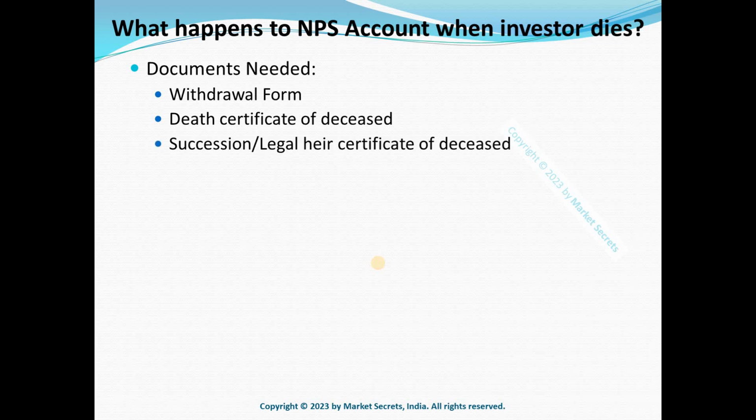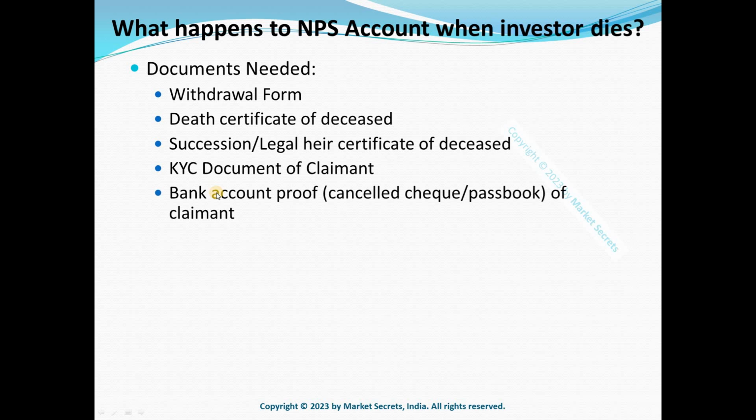Number three, succession or legal heir certificate of the deceased. Okay, so this is something that you get from the revenue office or the court. And number four, KYC document of the claimant. Okay, so they should be KYC compliant. And number five, bank account details, which is a cancelled cheque or passbook of the claimant. So these are the documents that you would need to make the claim of NPS amount.